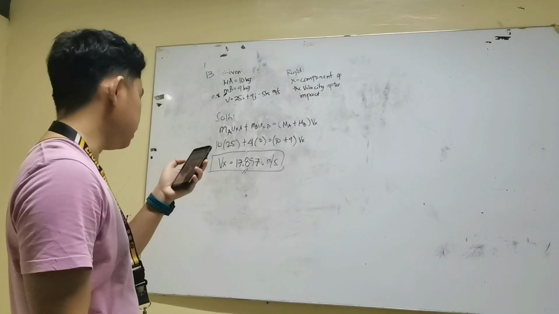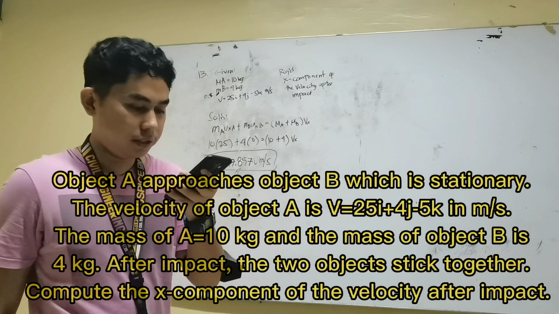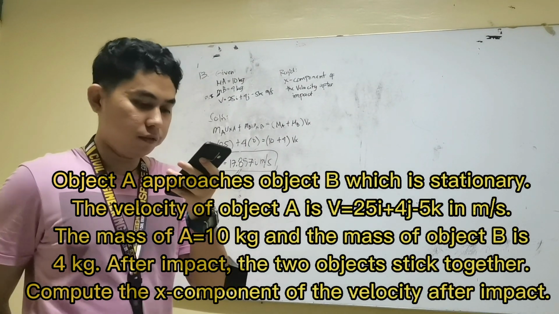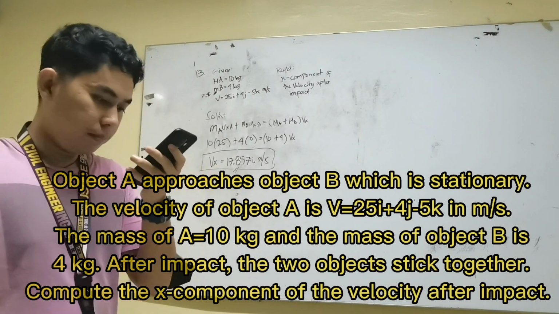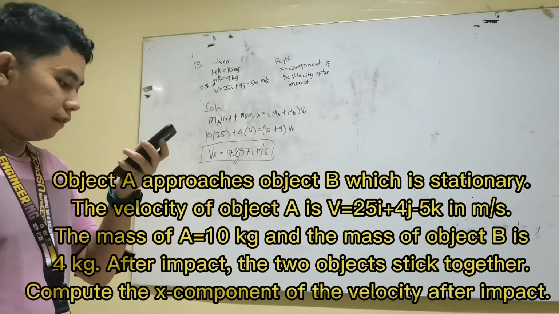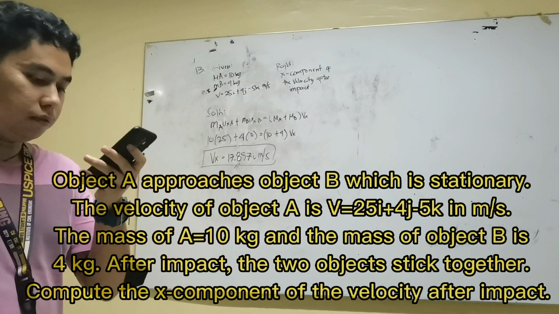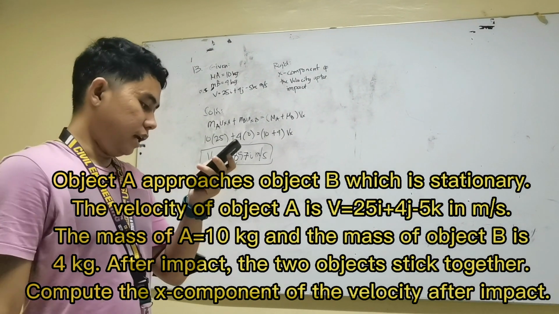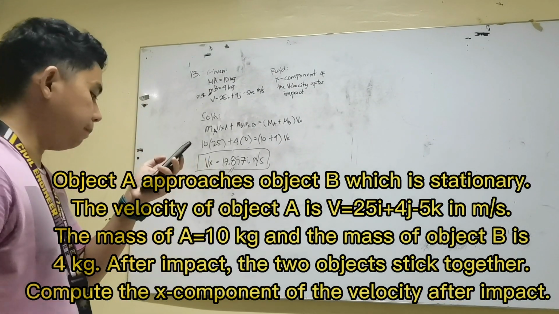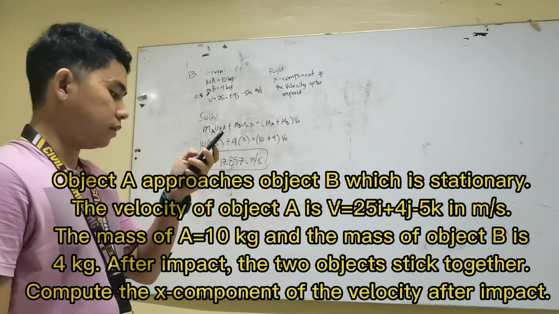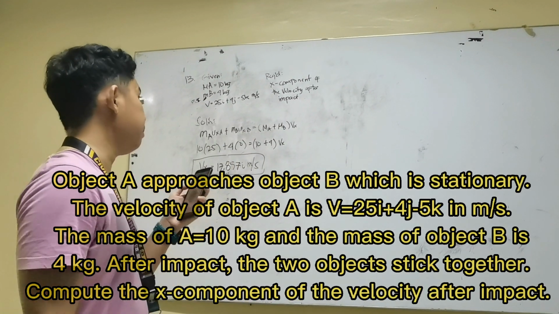This is the number 13. So the problem is object A approaches object B, which is stationary. The velocity of object A is V equals 25I plus 4J minus 5K in meter per second. The mass of A is 10 kg and the mass of object B is 4 kg. So after the impact, the two objects stick together. Compute the x component of the velocity after impact.